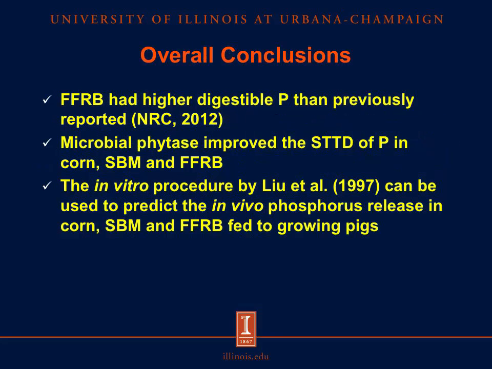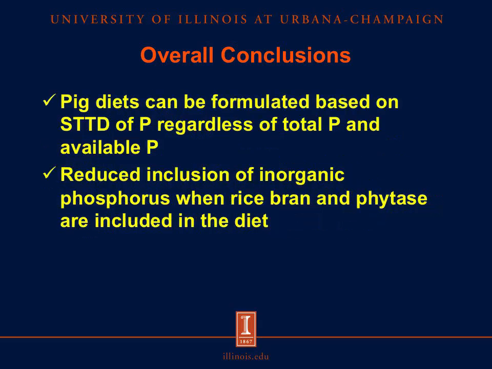For the overall conclusions, full-fat rice bran had higher digestible phosphorus than previously reported. Microbial phytase improved the STTD of P in corn, soybean meal, and full-fat rice bran. The in vitro procedure by Liu and his colleagues can be used to predict the in vivo phosphorus release in corn, soybean meal, and full-fat rice bran fed to growing pigs. Pig diets can be formulated based on STTD of P regardless of total P and available P. Lastly, inclusion of inorganic phosphorus can be reduced when rice bran and or phytase are included in the diet.